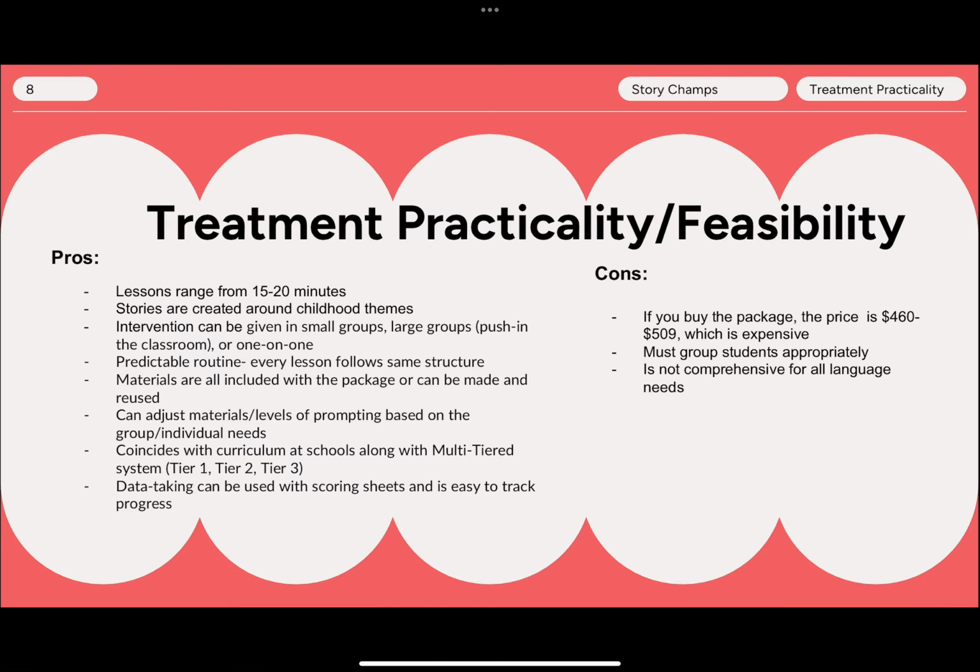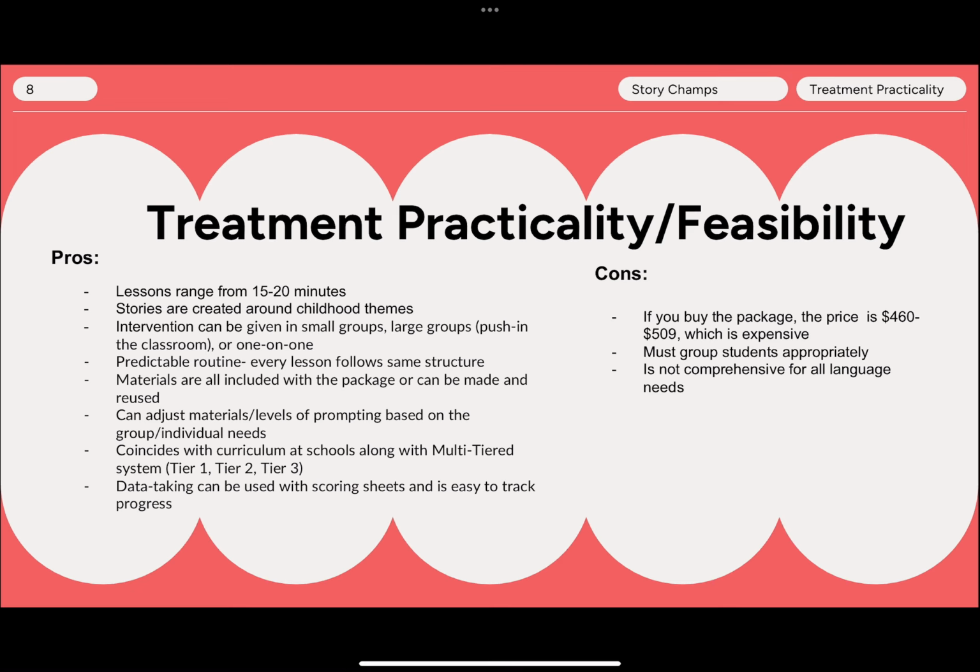We can adjust prompting. It also coincides with the curriculum at schools along with the multi-tiered system, so that tier 1, tier 2, tier 3 system. And then data taking can be used with scoring sheets, and it's easy to track progress, maybe on an IEP.